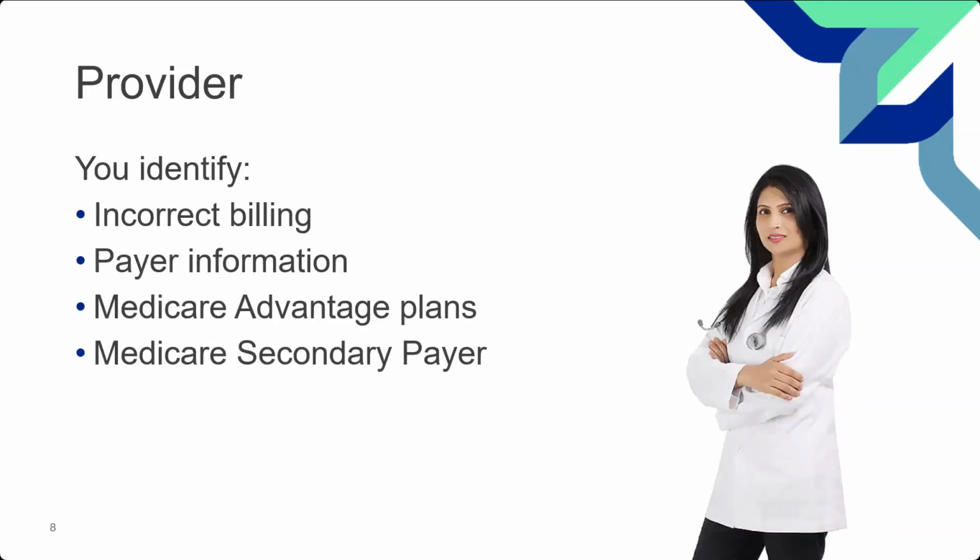Can a provider identify an overpayment? Absolutely. Once you've identified an overpayment, whether it's through an audit or an edit of your own records, you can identify incorrect billing. You can identify incorrect payer information. In other words, this should have been billed to a primary insurance, but somehow Medicare paid it because that primary insurance isn't on file. You can identify Medicare Advantage plans, or MA plans, which is actually Part C Medicare. It is still Medicare, it's just not traditional fee-for-service Medicare.